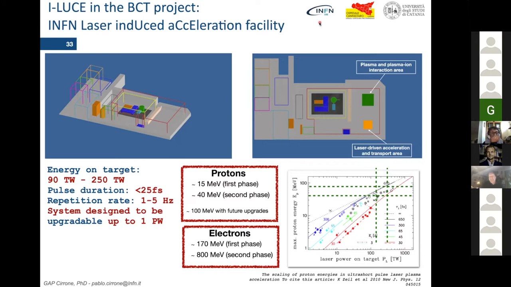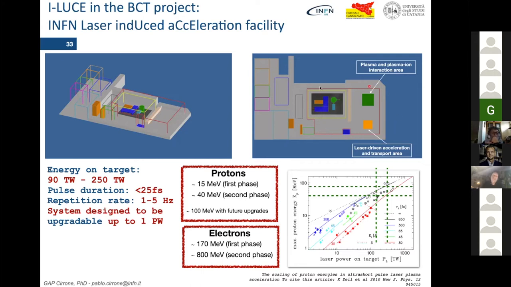Our target is to reach in the first stage a laser with a power between 90 and 250 terawatt. We will start with the lower, 90 terawatt, for sure, with a pulse duration of around 25 femtoseconds and a repetition rate up to 5 hertz in order to improve the repeatability of the measurements. Even if the whole system will be designed to be upgradable up to 1 petawatt. So you can see here the layout of our lab. This is a very huge experimental area.